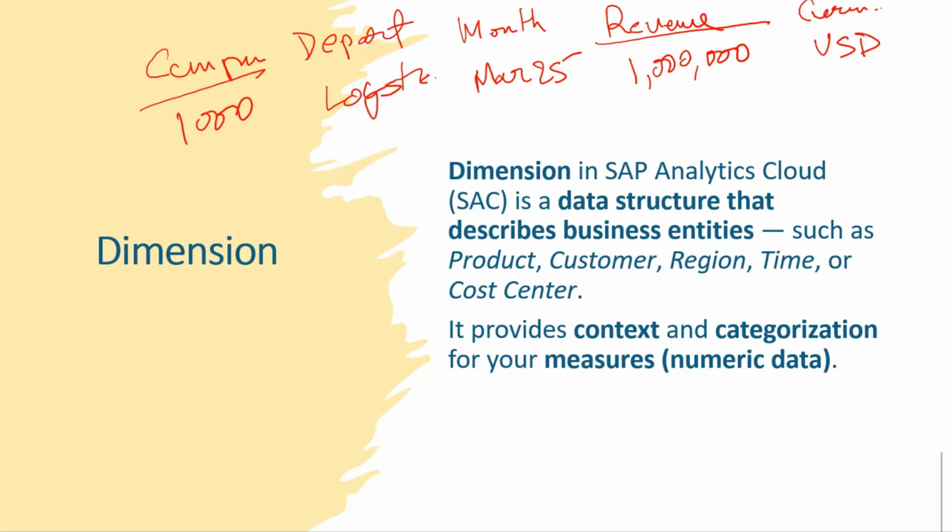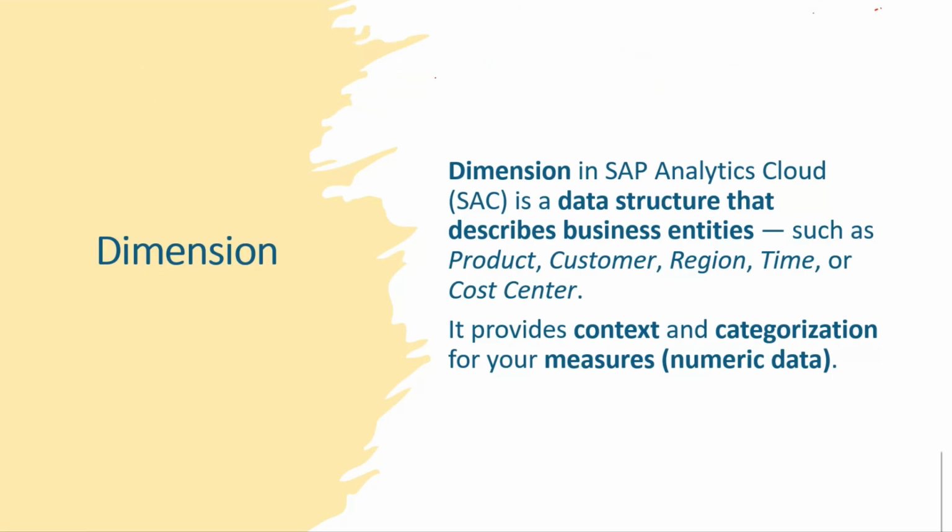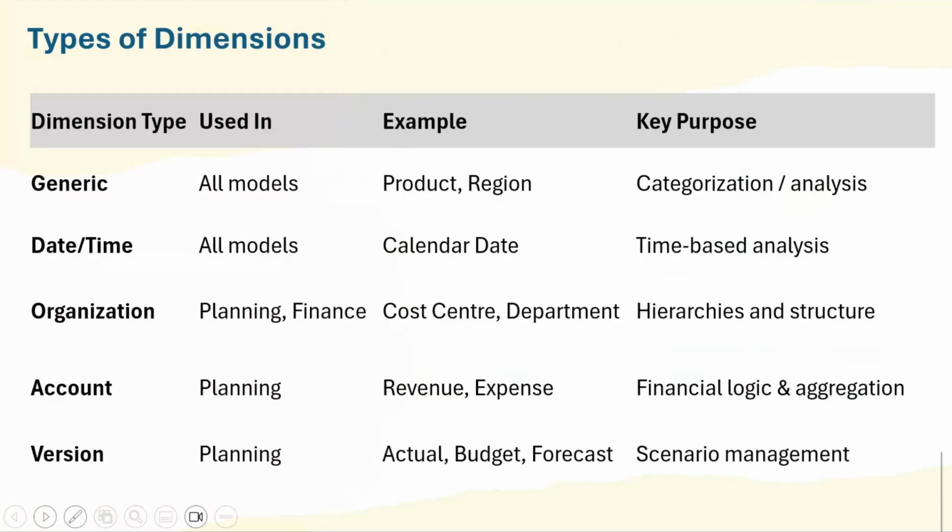Hope this clarifies the importance of dimension, and we will see now how we can use the dimensions in our analytical or even for the planning purposes. Okay. Now, when we create a dimension, whether it is a private or a public, there are five types of dimensions which are available.